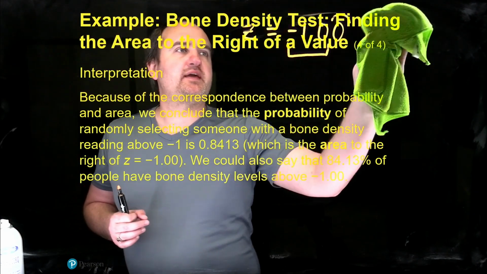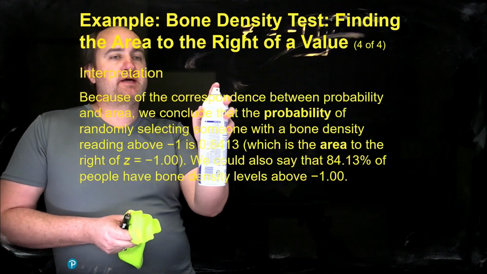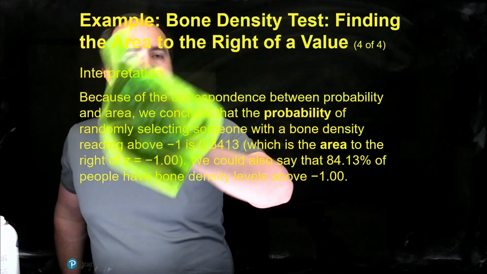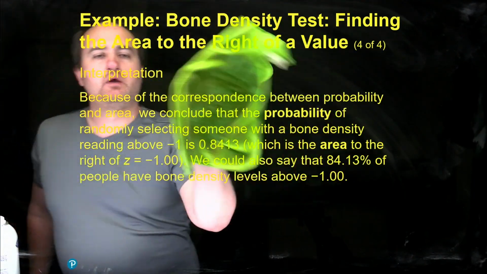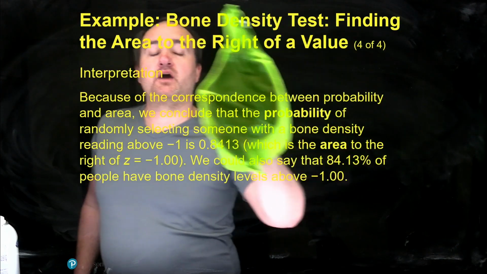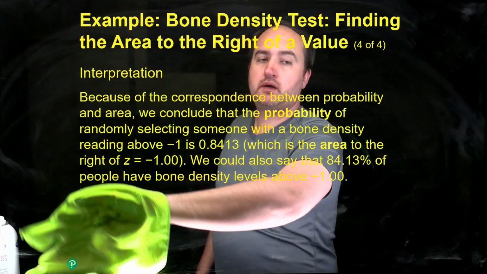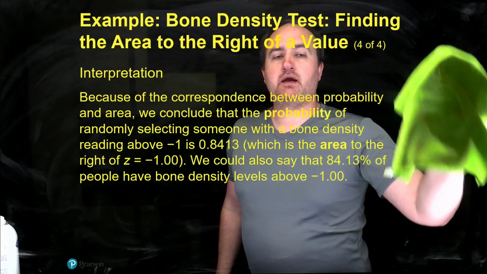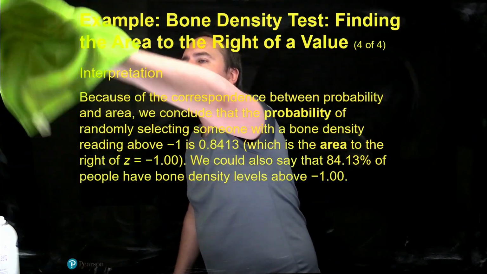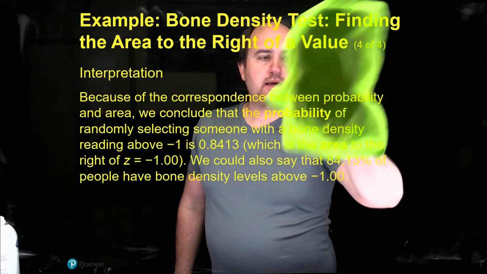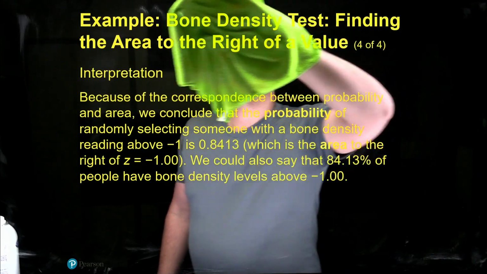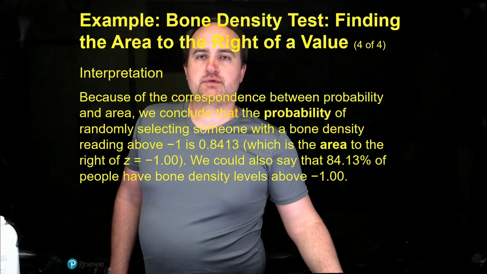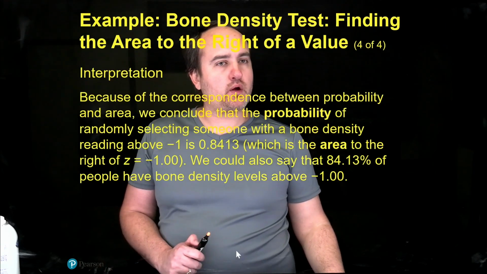And then the interpretation that they give of this in the book is because the correspondence between probability and area still holds, we conclude that the probability, which is the same as the area, of randomly selecting someone with a bone density reading above negative 1 is 0.8413, which is the area to the right of z equals negative 1.00. Okay, so that's also equivalent to saying that 84.13% of people have bone density levels above negative 1.00.